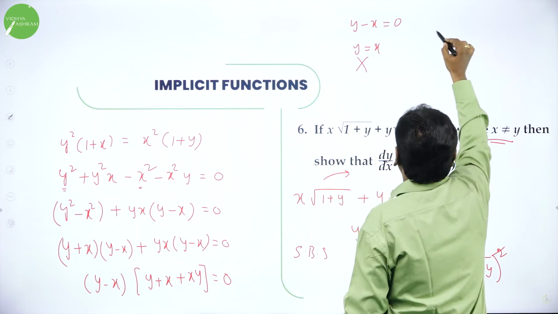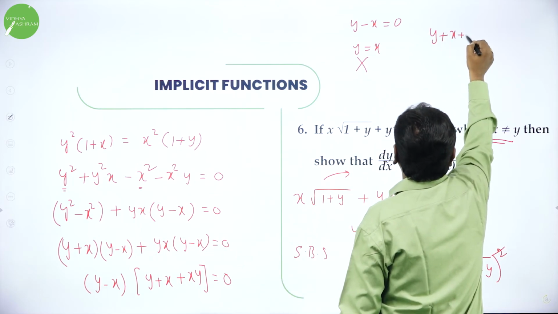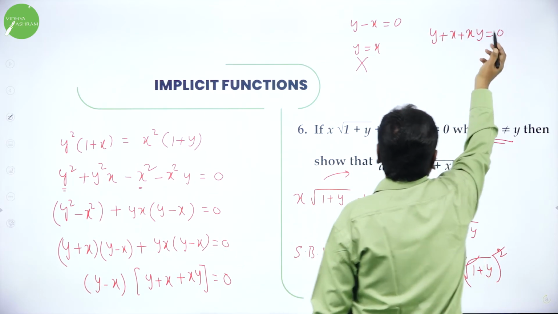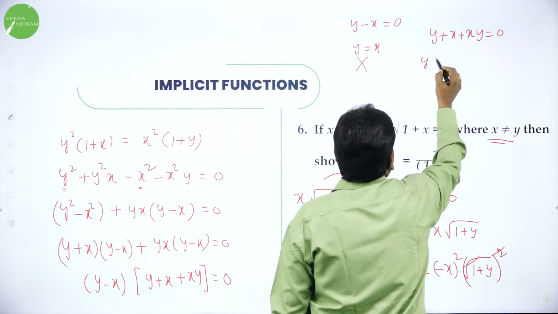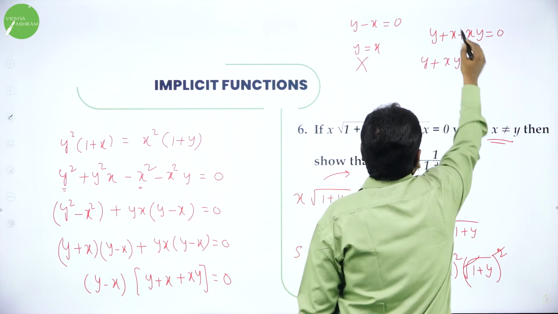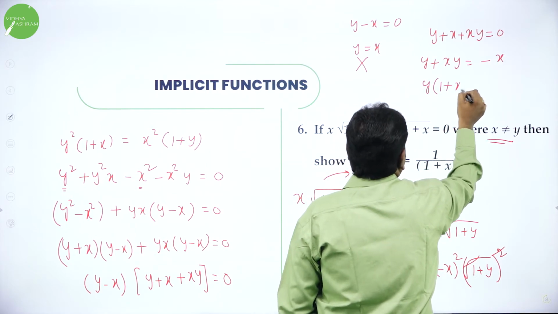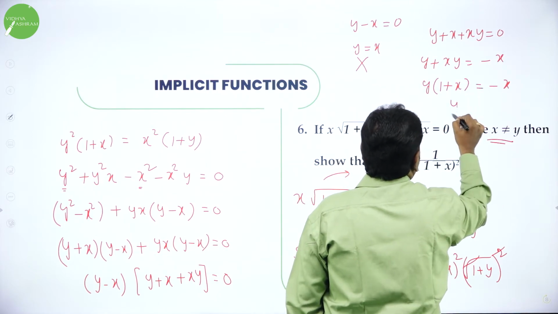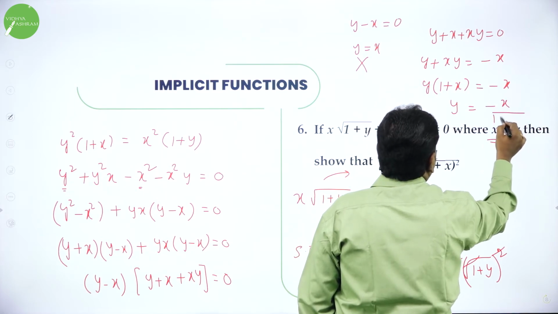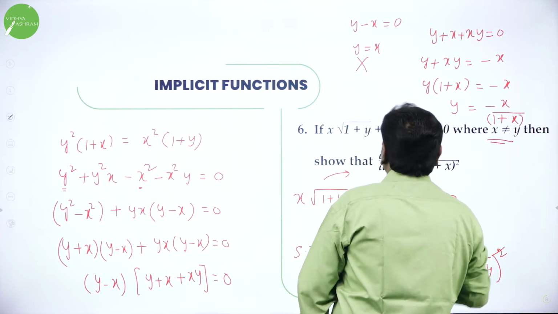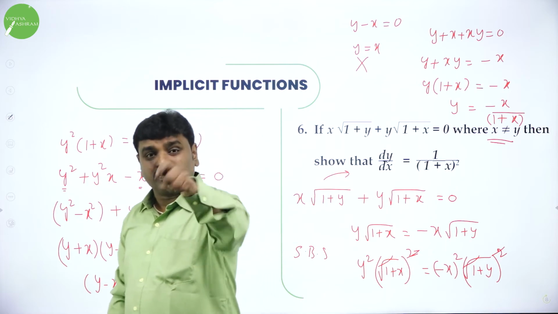Second factor, what is the second factor? y plus xy is 0. From this you take y common. So now y plus xy is equal to, transfer x to that side, it will become minus x. So y I will take out, 1 plus x is equal to minus x, and what is y? Minus x by 1 plus x. My dear students, they gave implicit but I converted into explicit.